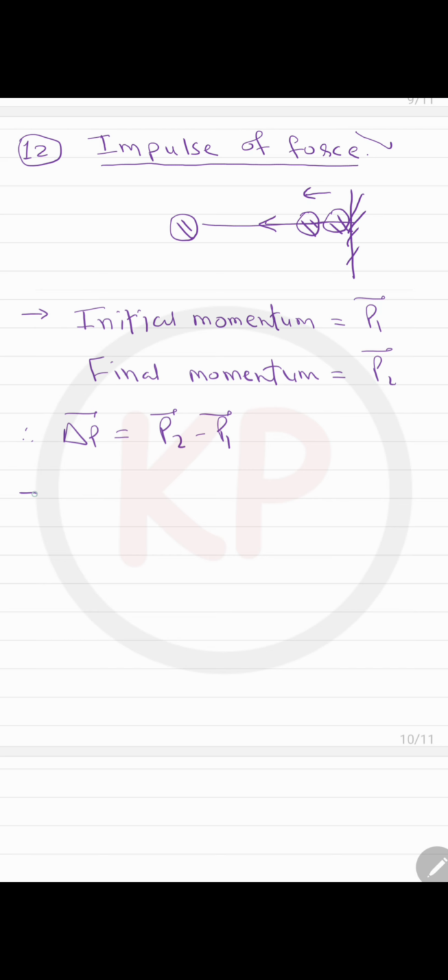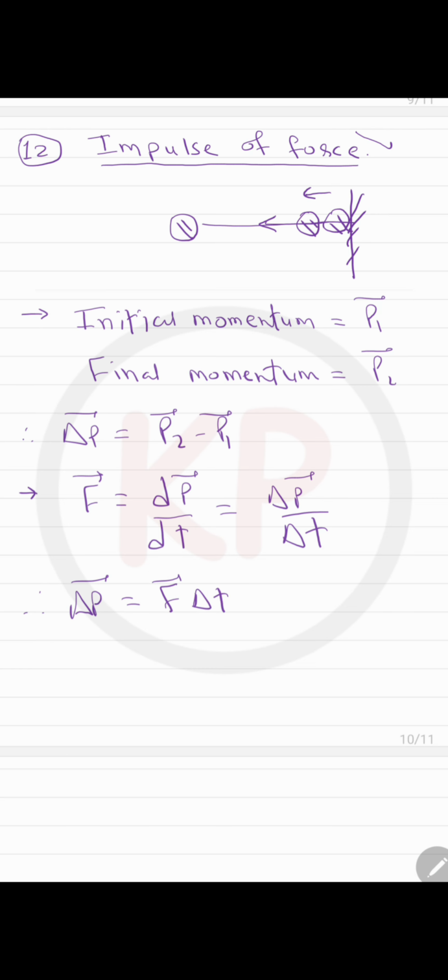One more equation for this. According to Newton's second law, F is equal to dp by dt. The time rate of change of linear momentum is called force. F is equal to dp by dt, or we can also write it as delta P by delta t. From this we can say delta P is equal to F delta t. So these all are the units of momentum. Whether it is momentum or change in momentum, the unit remains the same.